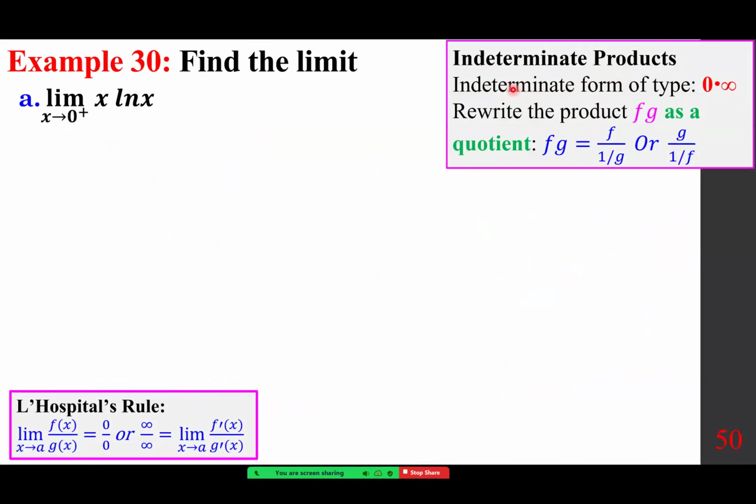Indeterminate products, reminding you, indeterminate form of type 0 times infinity: rewrite the product fg as f over 1 over g or g over 1 over f. First of all, if you plug in, this is 0, this is ln of 0 from the right. I hope you remember it's negative infinity from the graph. And again, I quickly remind you. Remember the graph. And that's why we have this.